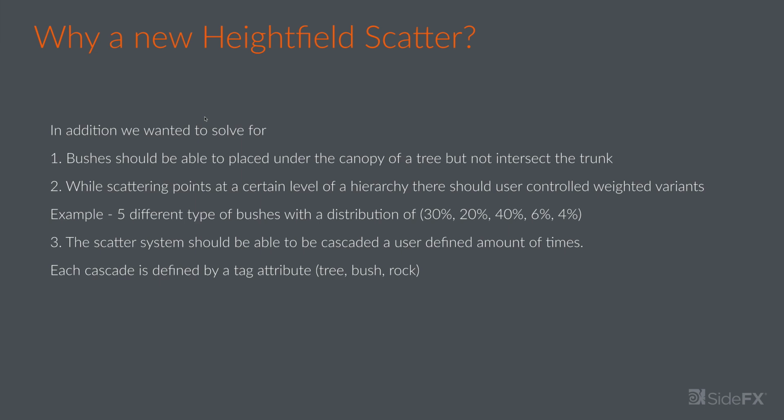The other thing we want to do is make sure the scatter system wasn't locked to a certain level. We could have said, hey, you get 5 levels of scattering, but that should be user defined. So HF Scatter now is allowed to be cascaded. You can put as many HF Scatters one after the other as you want, and each one will be a different level of your hierarchy. And it will keep, one, the height field, and two, the previous scatter points, and use those points to determine where the new point should be placed.